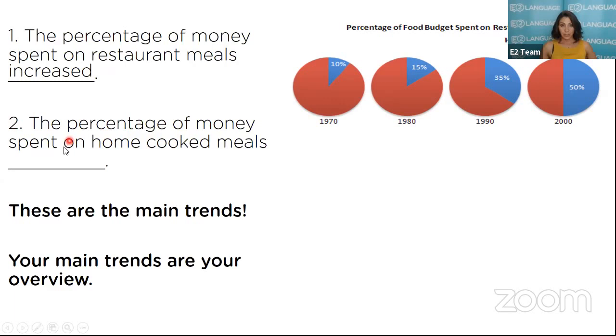What happened to the percentage of money spent on home-cooked meals? Well, the percentage of money spent on home-cooked meals decreased. So these are your main trends. The main trends that you identify will become your general overview, your paragraph 2. But this is only the first half of our overview because we also have a line graph. So we've identified the two main trends of the pie charts, which is an increase in money spent on restaurants and a decrease in the money spent on home-cooked food.